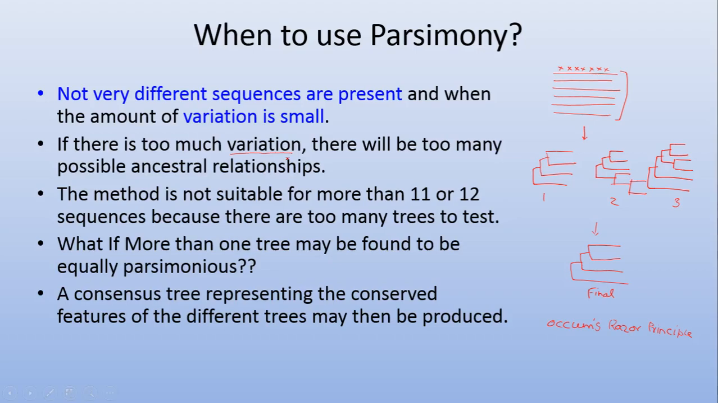So don't worry if you don't understand much of the principle behind this. From a practical point of view, when are you supposed to use maximum parsimony? When the variation is very small, that means the sequences are quite conserved in your multiple sequence alignment, and the number of sequences is less than 12 or around 12 or 13. If that is the case, then you are free to use maximum parsimony.